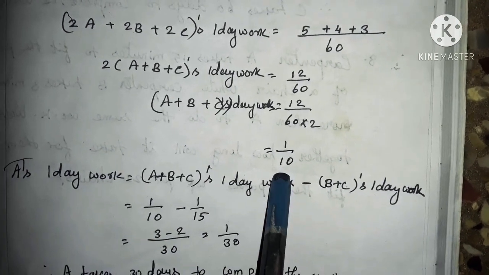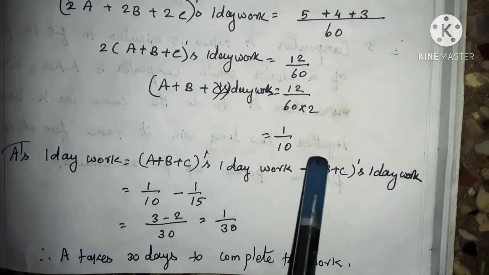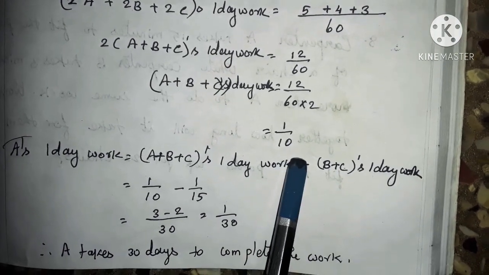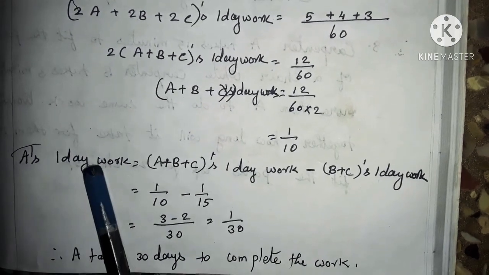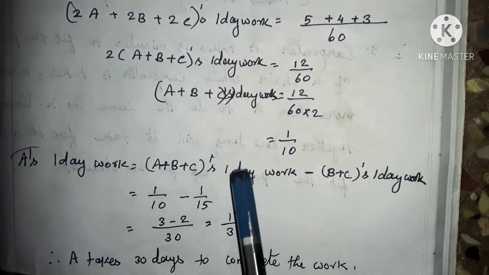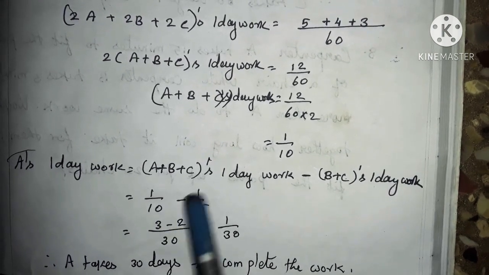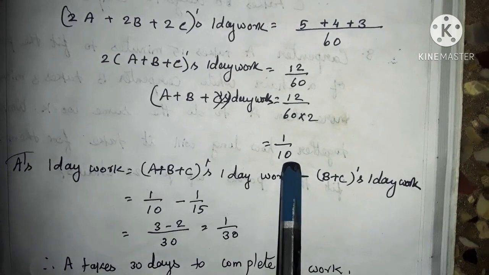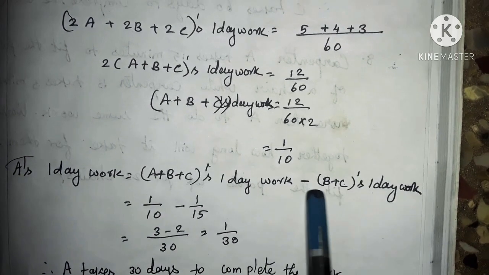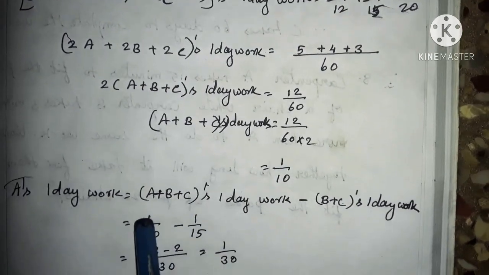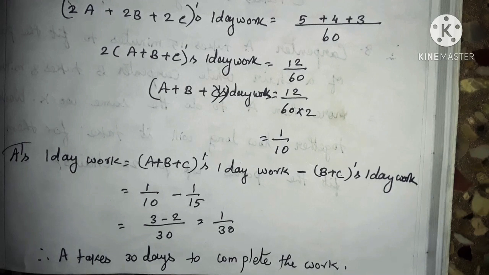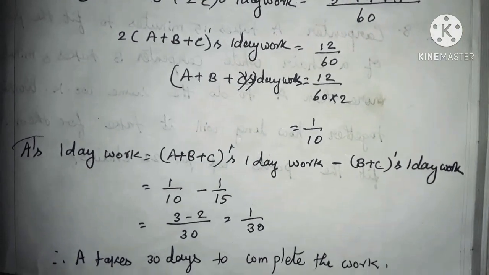Using this, we are going to find out A's, B's and C's 1 day work. A's 1 day work is equal to A plus B plus C's 1 day work minus B plus C's 1 day work. Substituting it, A plus B plus C we found as 1 by 10 and B plus C is given as 1 by 15. Therefore, 1 by 10 minus 1 by 15, we get A takes 30 days to complete the work.